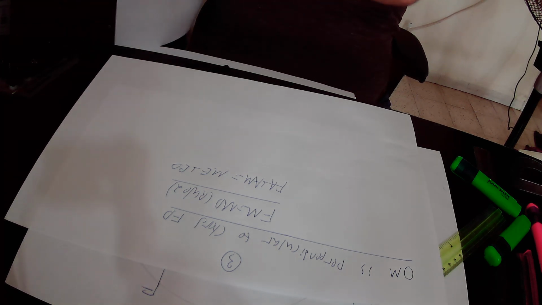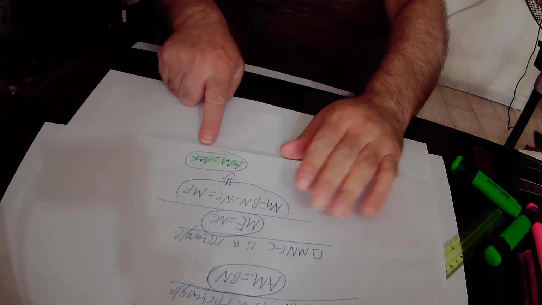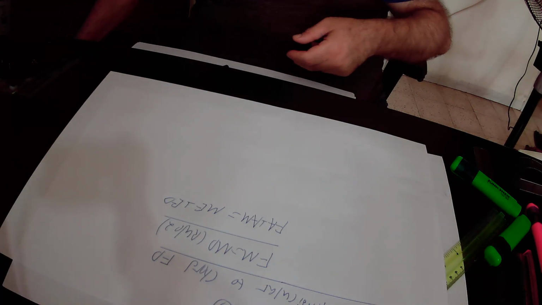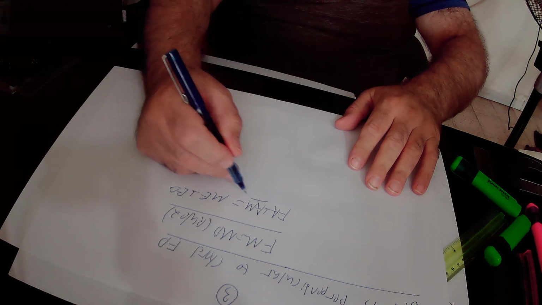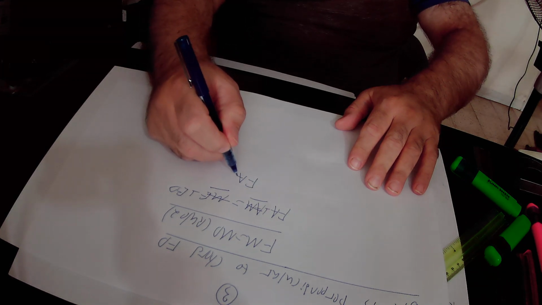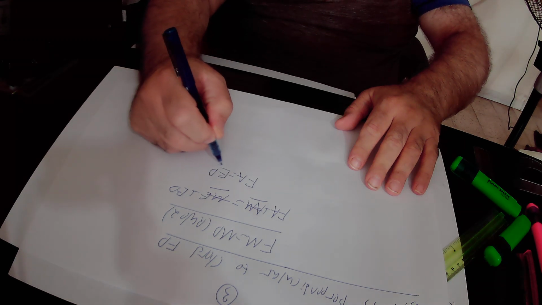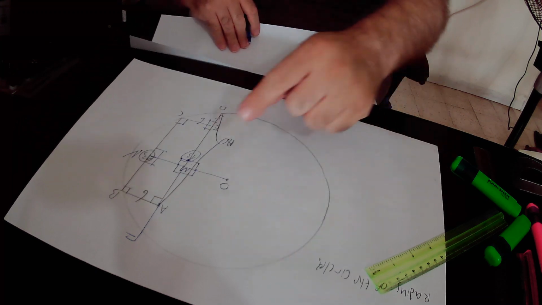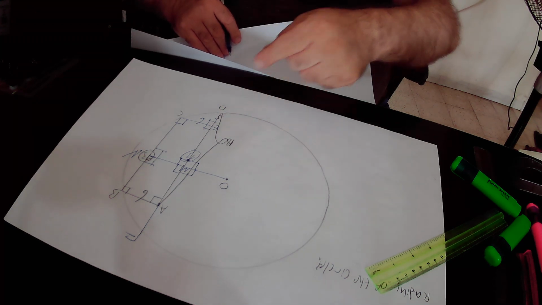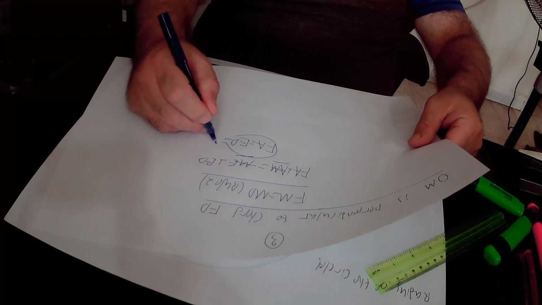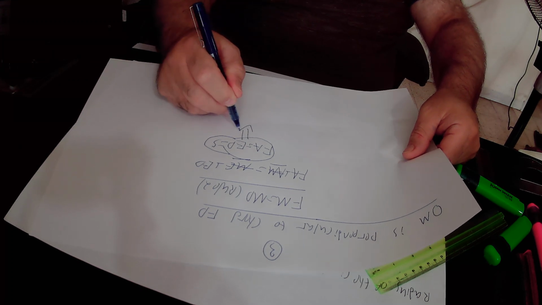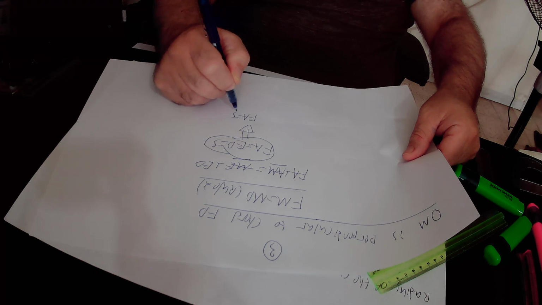But we have already found out that AM equals ME. So those two line segments are equal to each other, therefore we can cancel them out. And we're left only with FA that is equal to ED. But we have already found out that line segment ED equals 5 units. So we can write here that ED equals 5 units. And from this equation, FA equals ED equals 5, we will derive that FA is also equal to 5 units. FA equals 5 units.